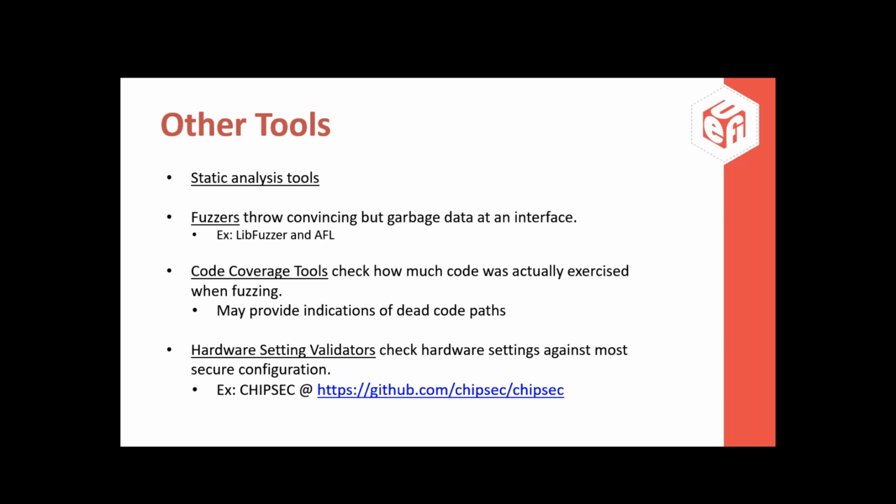Code coverage tools can be a good way to see which parts of the code are actually covered during testing. If you're not hitting certain pieces of code, it may be dead code, or you're not providing correct inputs to get to that code. So at least knowing that you're able to highlight different pieces of code may not make you 100% secure, but it may allow you to find better ways to test certain inputs or change inputs to better test your code. And then there are some hardware setting validators such as chipsec, which can go through and validate that various hardware bits have been set within your system. Next slide.